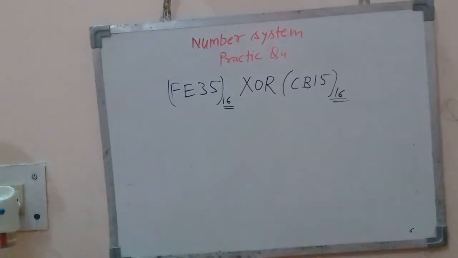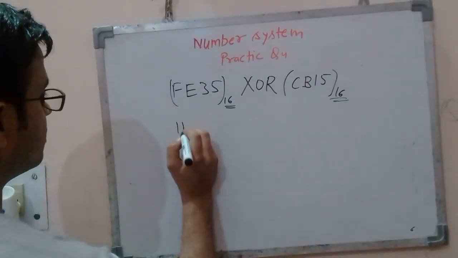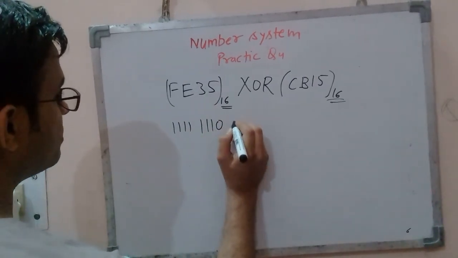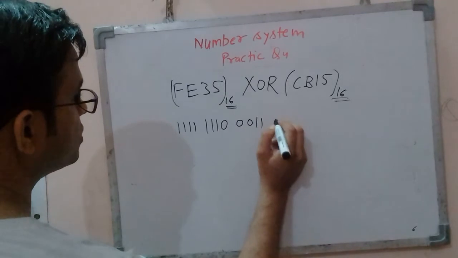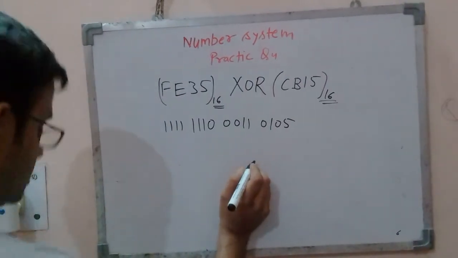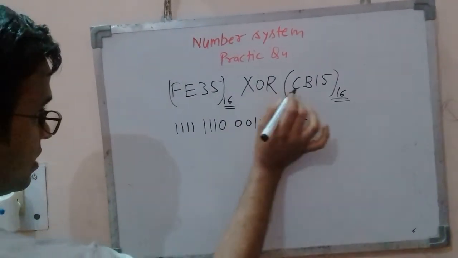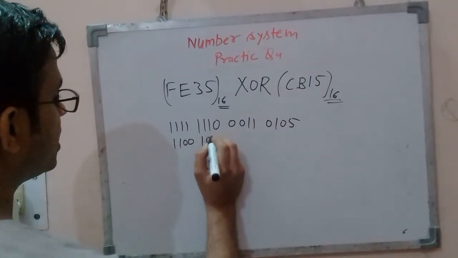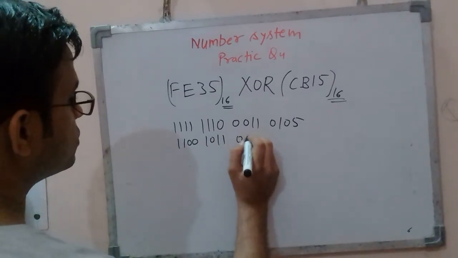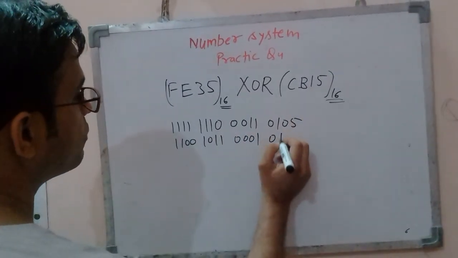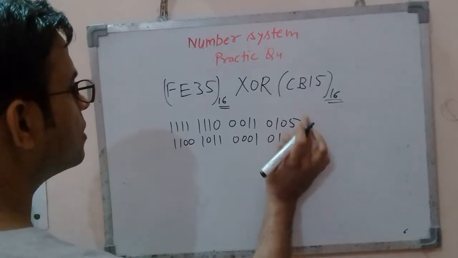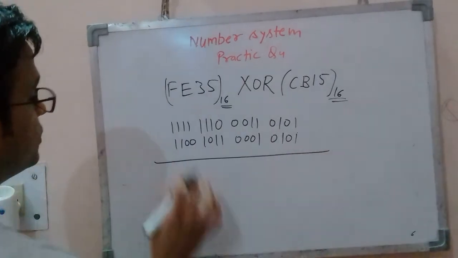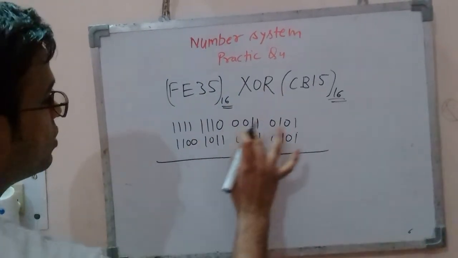16 is the base, that means hexadecimal. Now, how to do XOR? F means 1 1 1 1 in binary. E means 1 1 1 0. 3 means 0 0 1 1. 5 means 0 1 0 1. Right? Now, another number is CB15. C means 1 1 0 0. B means 1 0 1 1. Right? 1 means 0 0 0 1, and 5 means 0 1 0 1.